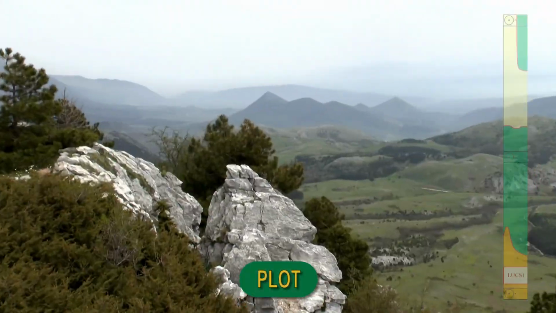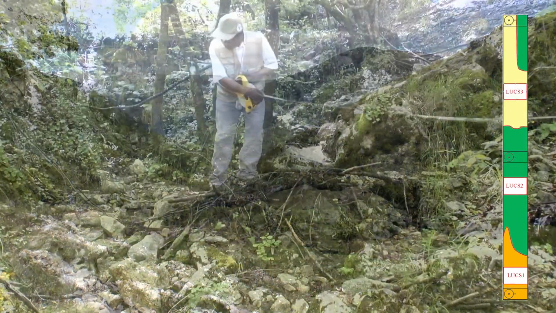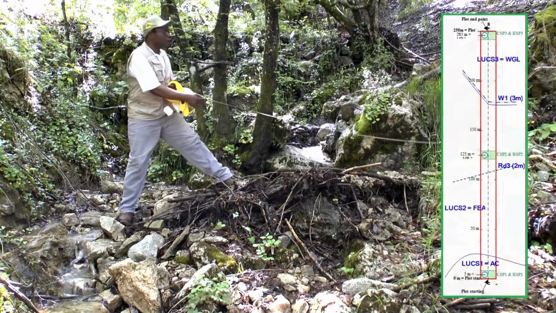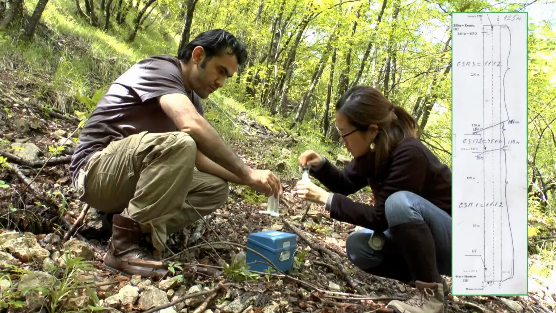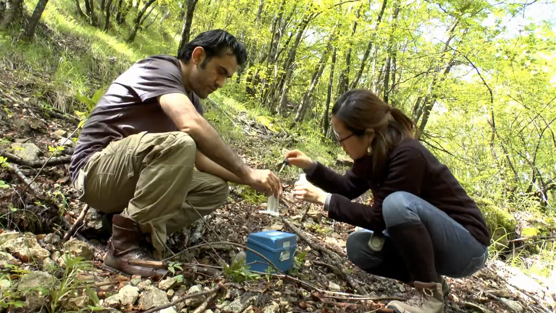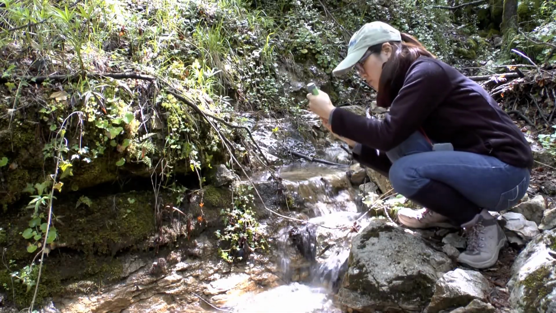The different land uses in the plot are mapped into land use sections of a predefined length and width as the team proceeds along the plot. The characteristics of each land use section are registered together with observations of environmental problems, animal traces and water quality.